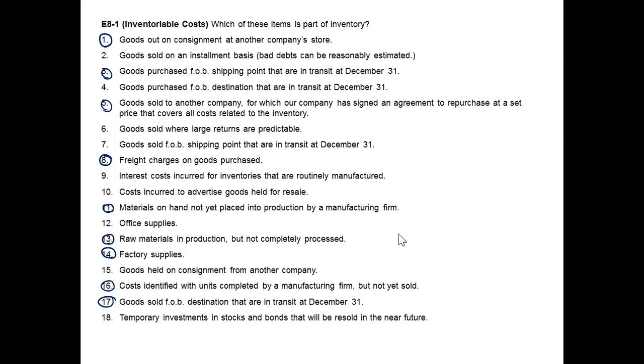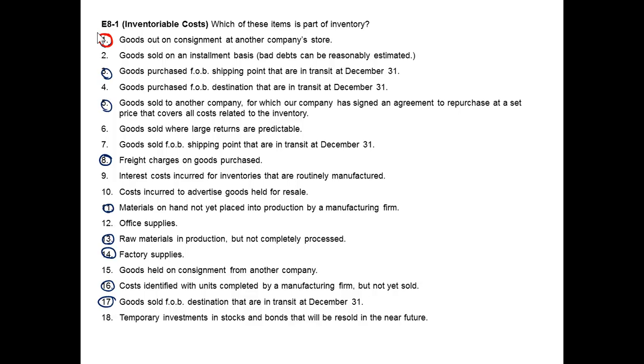Number 1, goods out on consignment at another company's store. Since these are consignment goods, they're still ours, thus included in inventory, until such time as they are sold by the other company. So yes, number 1 is included in inventory.